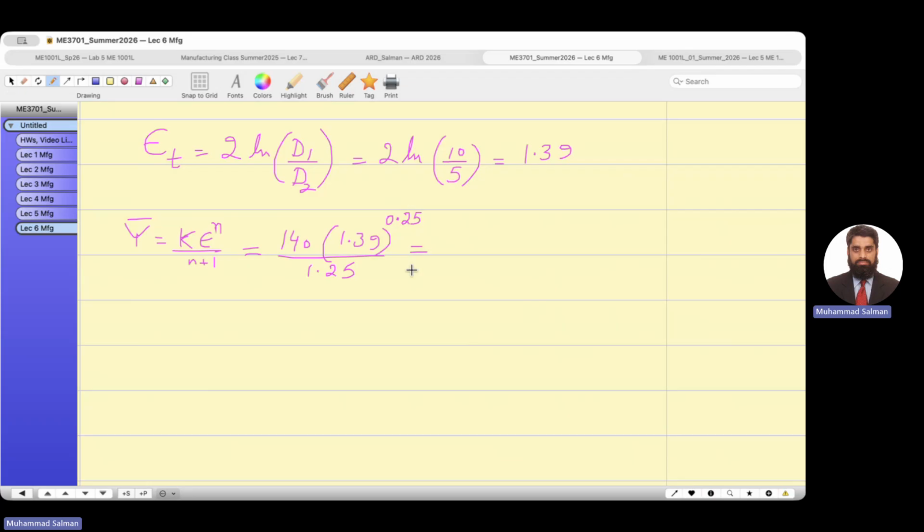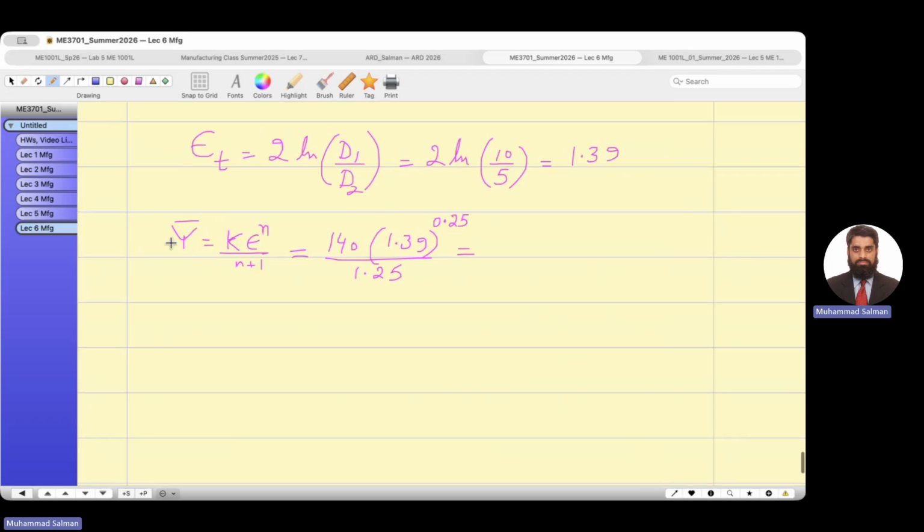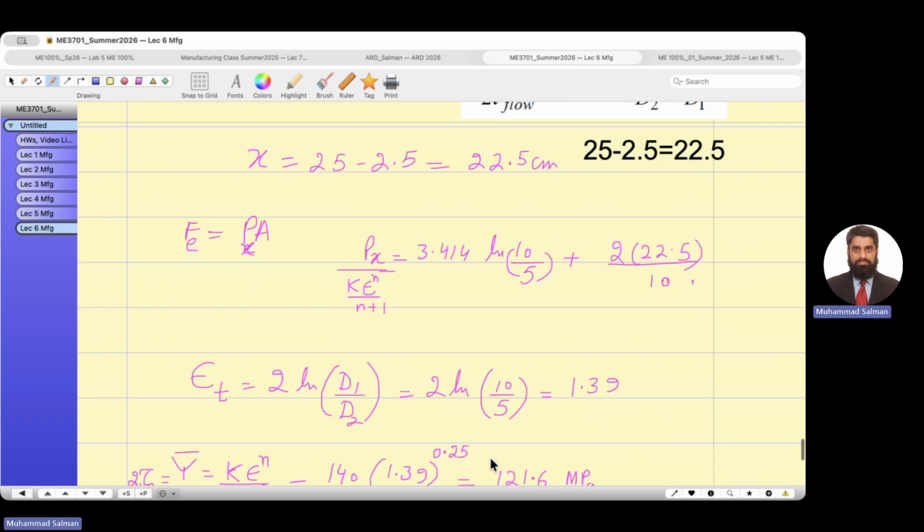Can you do the math? This is our 2 tau flow, 2 times the maximum shear stress. What's that? 121.6. Yes, one student verifies. That's good. So we are very close to this formula.